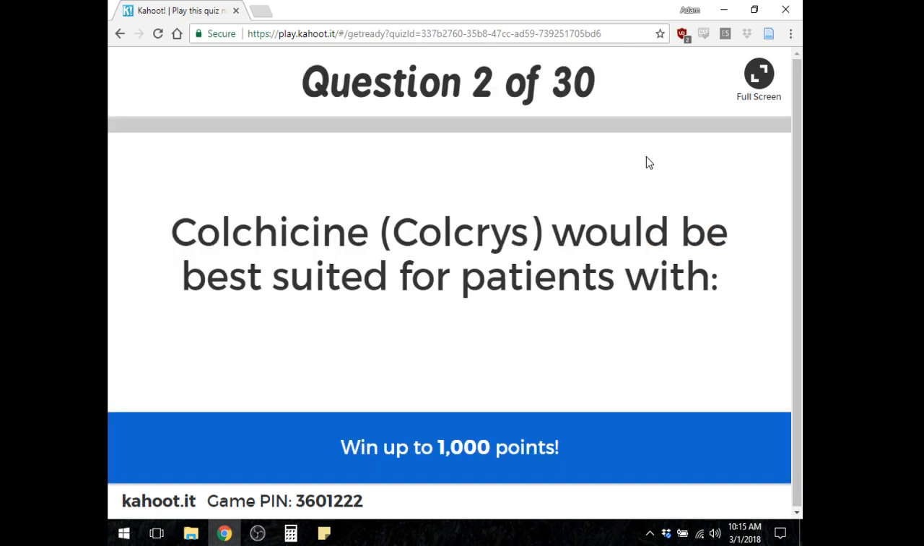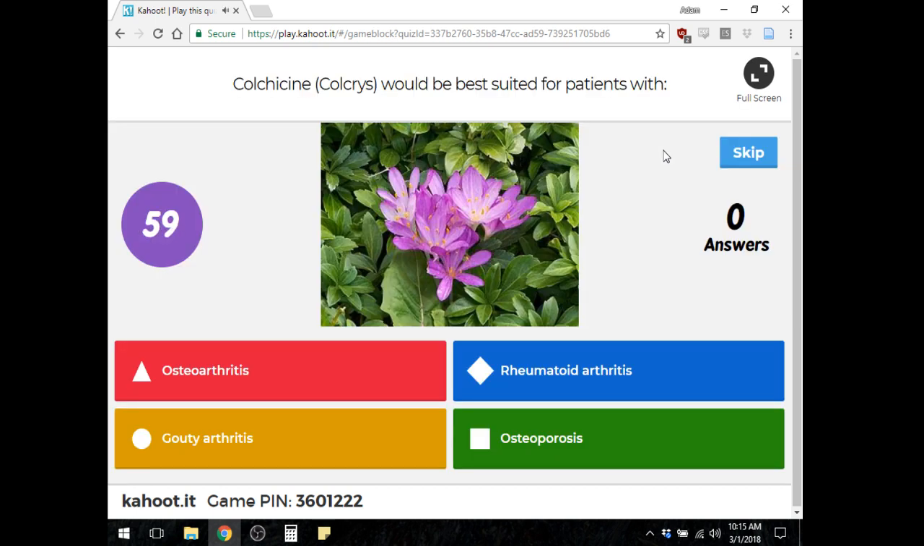Sorry, guys. Okay, colchicine, Colcrys, would be best suited for patients with osteoarthritis, rheumatoid arthritis, gouty arthritis, osteoporosis. That would be a good option for this. And we know what plant that is?